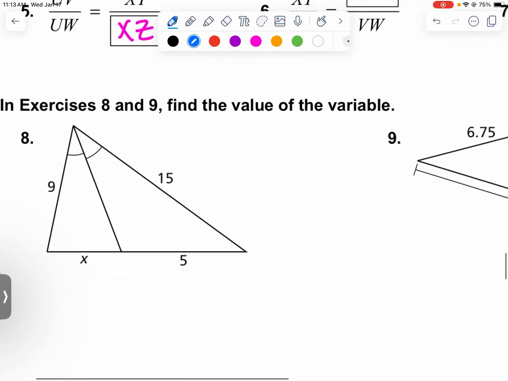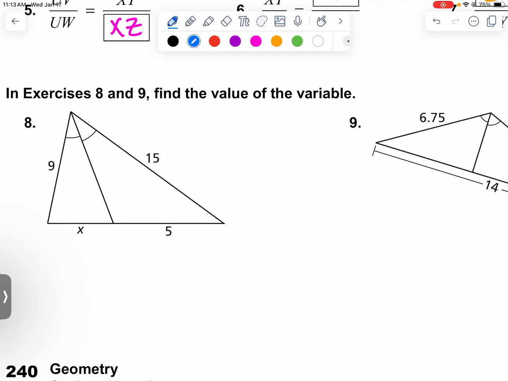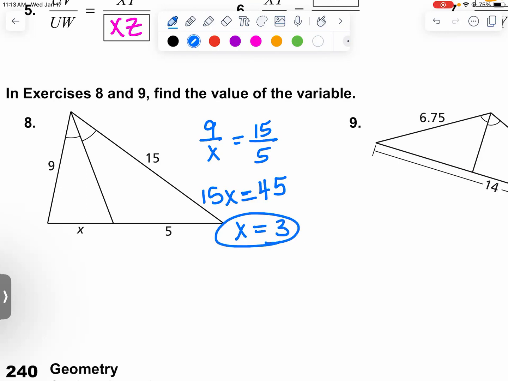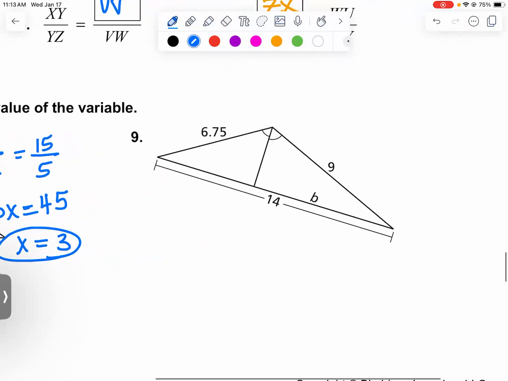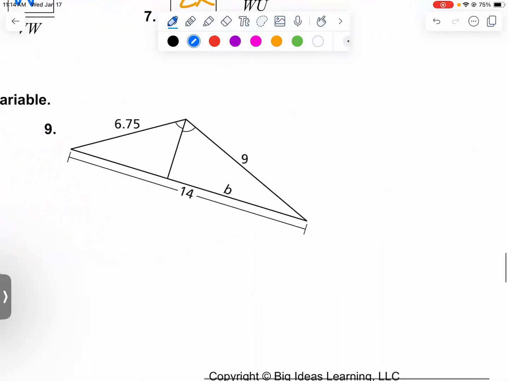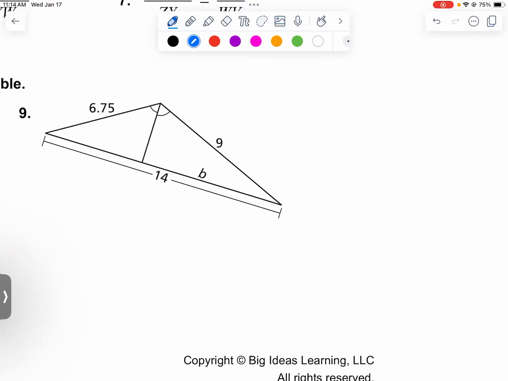Okay. All right. Nora, how'd you set up number 8? 9 over X. Awesome. And so when we cross multiply, what do we get for X? So X equals 3. Beautiful. Now I want you to look at number 9. We're gonna do number 9 together, and then I'll give you your homework, okay?